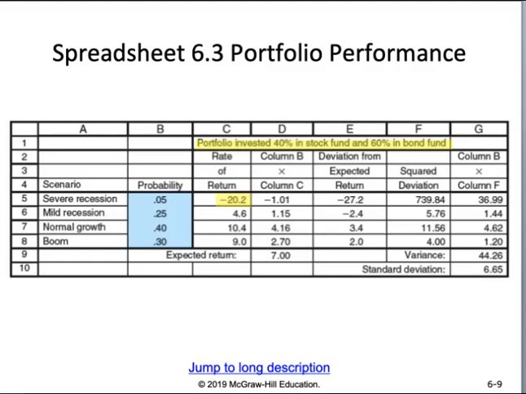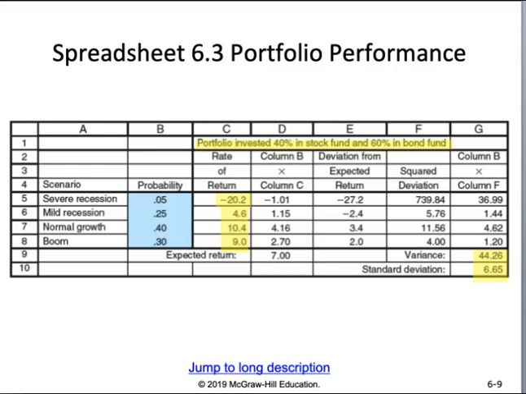So I've plugged that negative 20.2 number into this little worksheet, spreadsheet, and I showed you how to calculate the negative 20.2. You do that for each scenario of the economy here. And then you work this through exactly like I showed you a minute ago to calculate variance and standard deviation, and you get these numbers here.